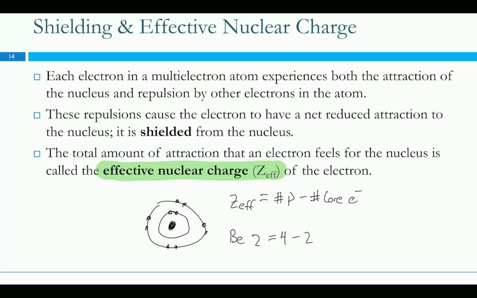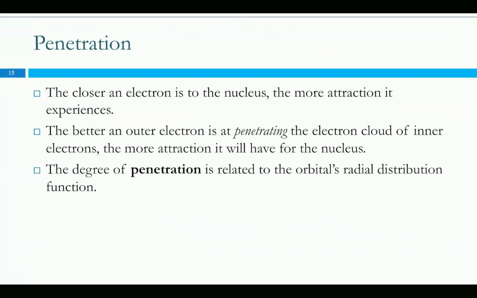And that's a simplified calculation because the electrons, even within, I guess, if beryllium's got 2 valence electrons, those valence electrons actually interfere with each other and block some of that charge from each other. But it's a fairly small amount, and this is a pretty good approximation. All right, so there's also this concept of penetration. The closer an electron is to the nucleus, the more attraction it experiences. And the better an outer electron is at penetrating the electron cloud of the inner electrons, the more attraction it will have for the nucleus.